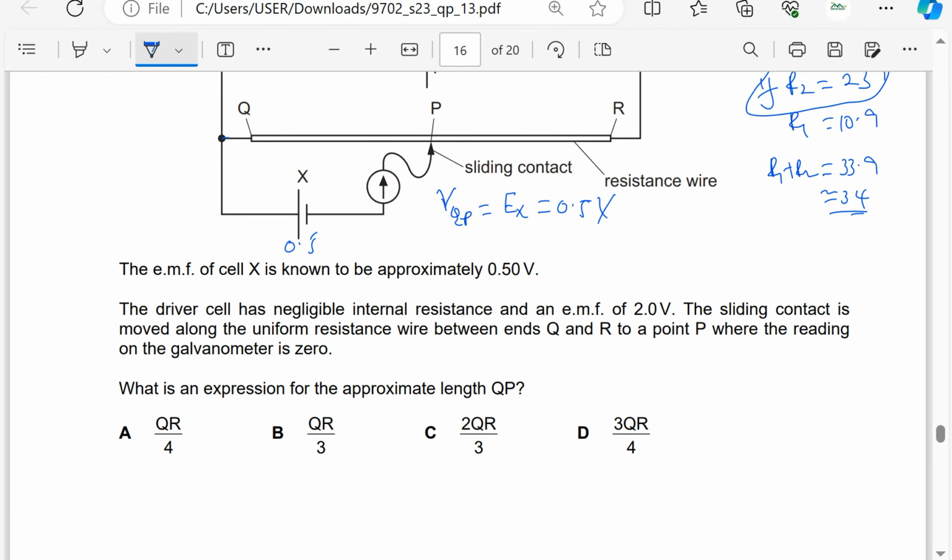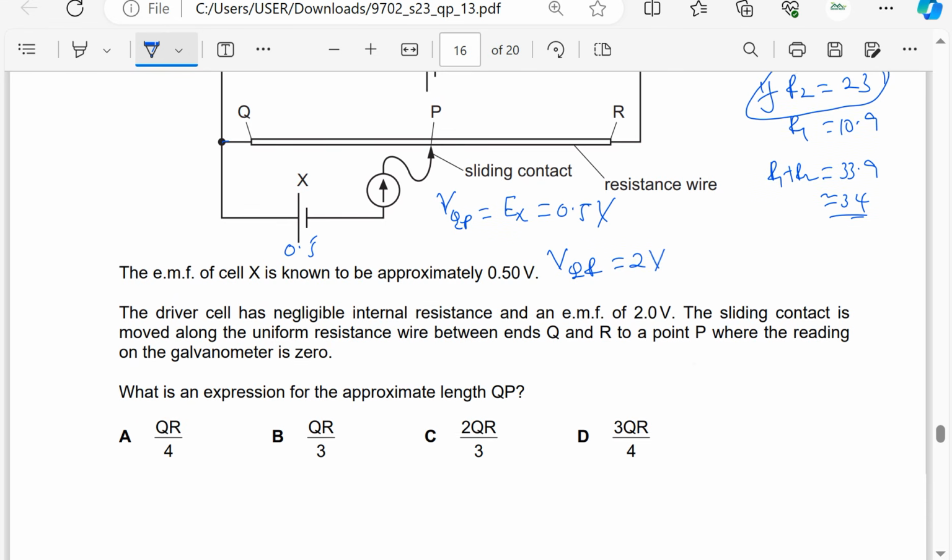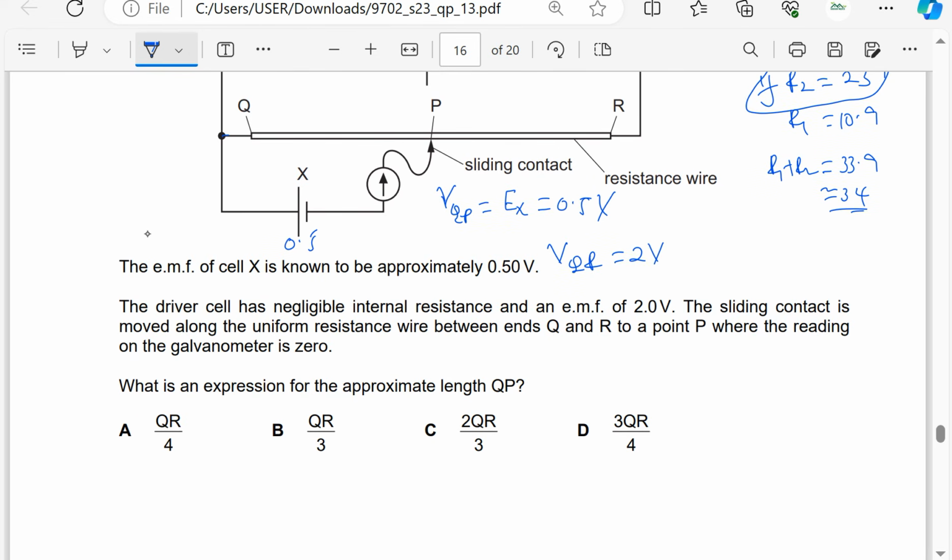The driver cell has negligible internal resistance and an EMF of 2 volts. So it means the PD across QR is 2 volts. PD across QR should be equal to the driver cell, which is 2 volts. Okay, the sliding contact is moved along the uniform resistance wire between ends Q and R to a point P where the reading on the galvanometer is 0. That is if there is balance.